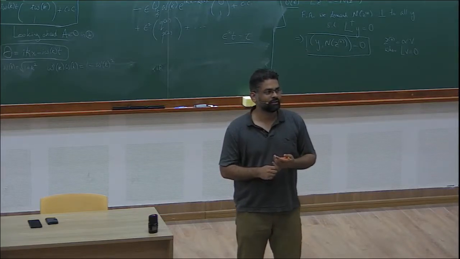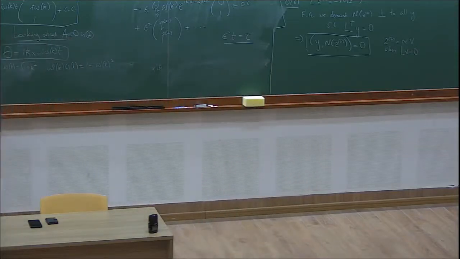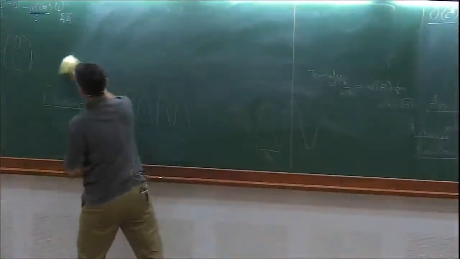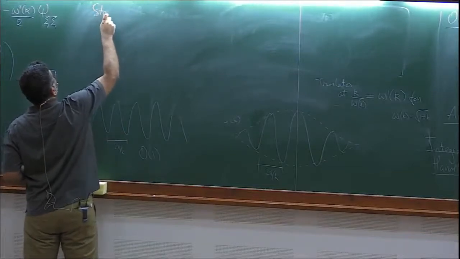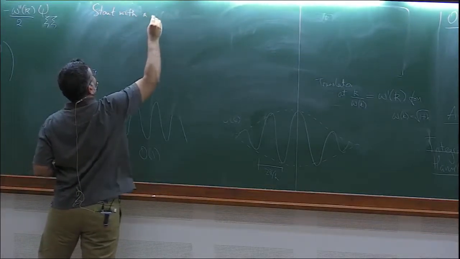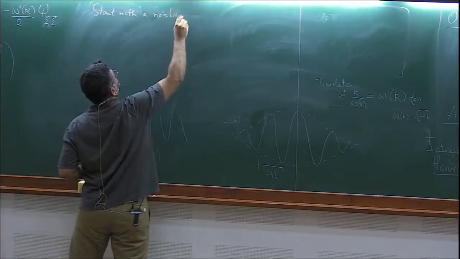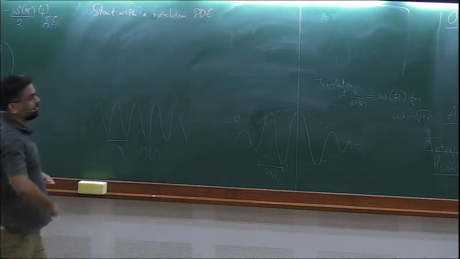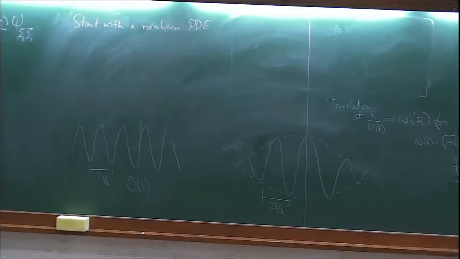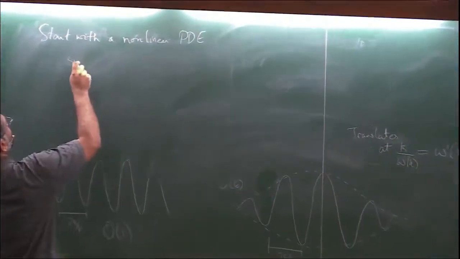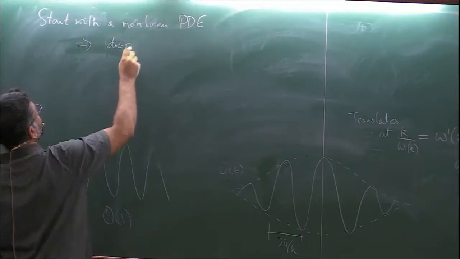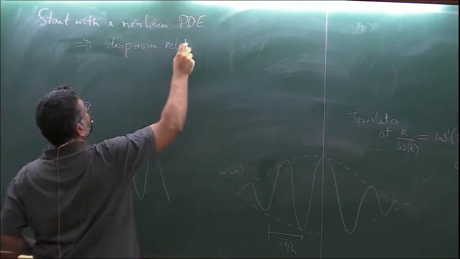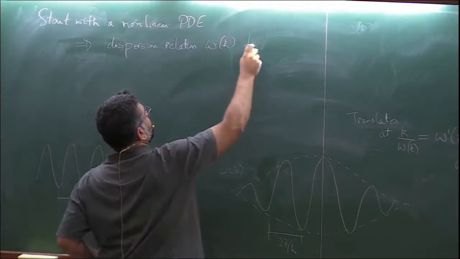Is universal. In what sense? Yeah. So let's suppose you start with a nonlinear PDE, and I mean something like a weakly nonlinear, L u plus epsilon N u, and so then this gives me a dispersion relation, omega of k, for the linear problem.